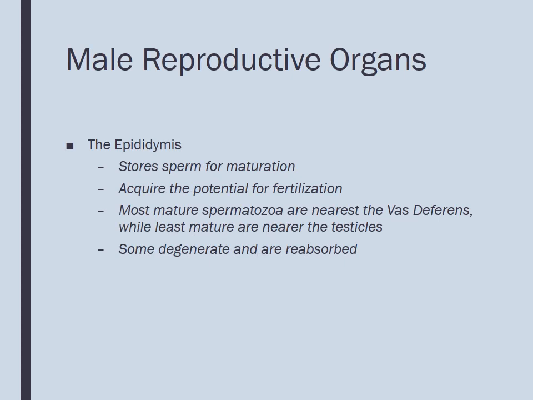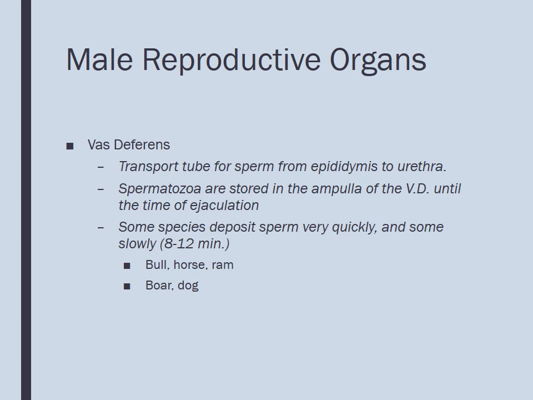The epididymis stores a whole lot of sperm, and this is where it actually acquires its ability to fertilize as it becomes mature. If they're not utilized, they degenerate and are resorbed back. The vas deferens is simply the transport tubule from the epididymis to the urethra. There's really nothing else going on here.